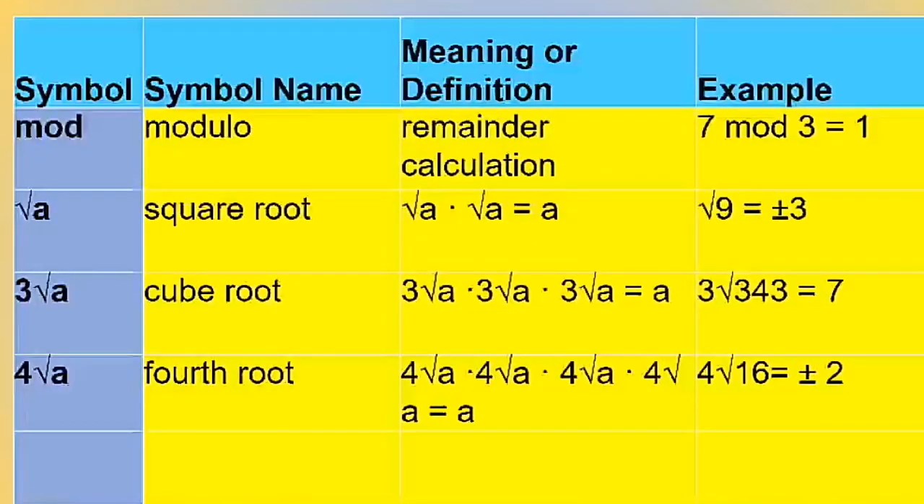The first symbol here is the mod or modulo symbol. It is used for remainder calculation. 7 mod 3 is equal to 1. So whenever 7 is divided by 3, we get a remainder of 1.